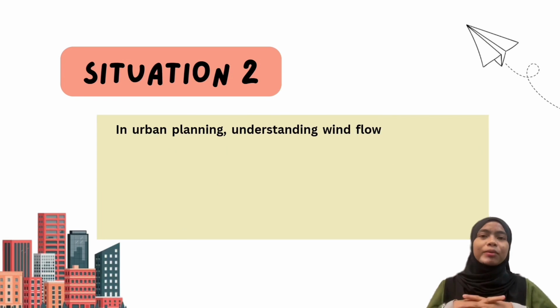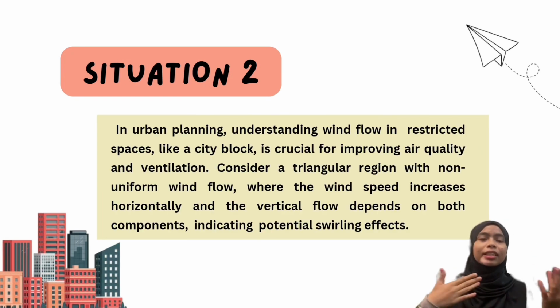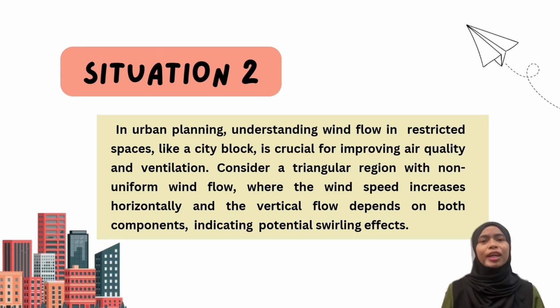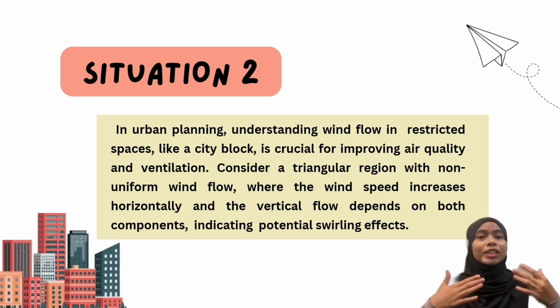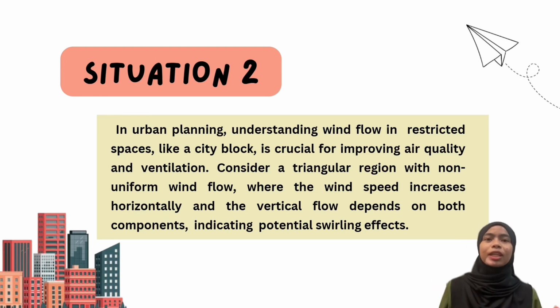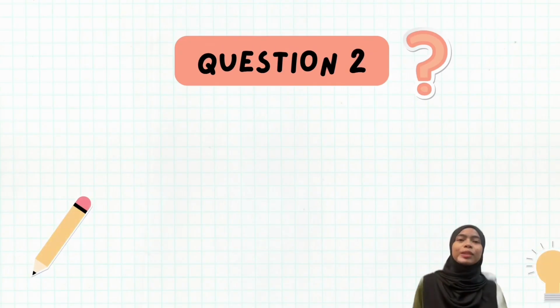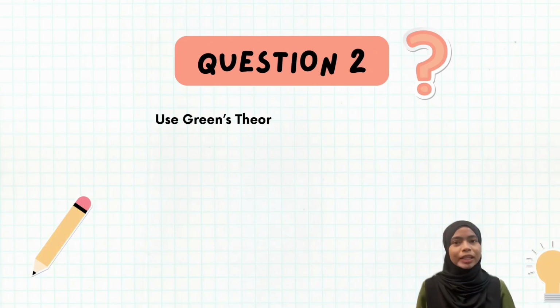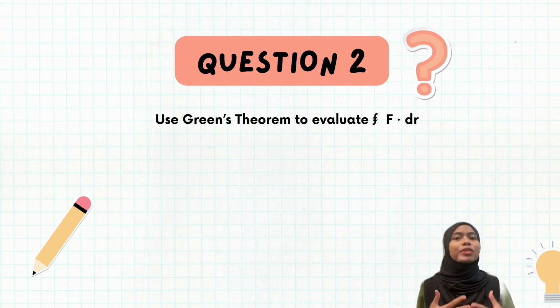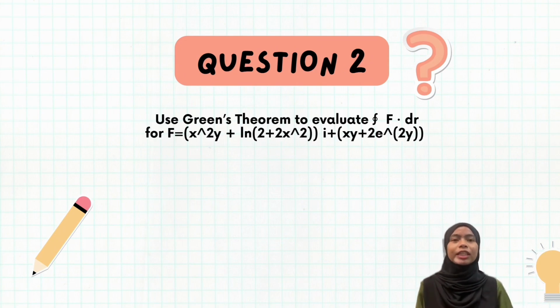Question 2 is about urban planning: understanding wind flow in restricted spaces like a city block is crucial for improving air quality and ventilation. Consider a triangular region with non-uniform, affine flow, where the wind speed increases horizontally and the vertical flow depends on both components, indicating potential swirling effects. In this problem, we are asked to evaluate a line integral using Green's theorem, which relates a line integral over a closed curve to a double integral over the region it encloses.